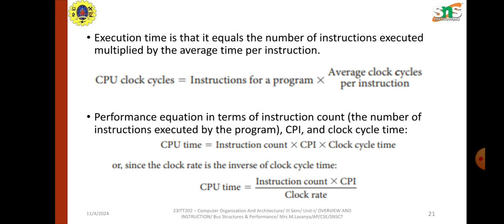As we have known, CPU time equals instruction count times CPI times clock cycle time, and CPU time equals instruction count times CPI divided by clock rate, whereas we have already known the clock cycle time is inversely proportional to the clock rate, so it is substituted as CPI divided by clock rate. By using these formulas, we are going to solve our next problem.